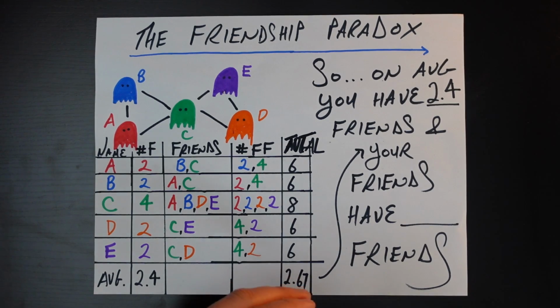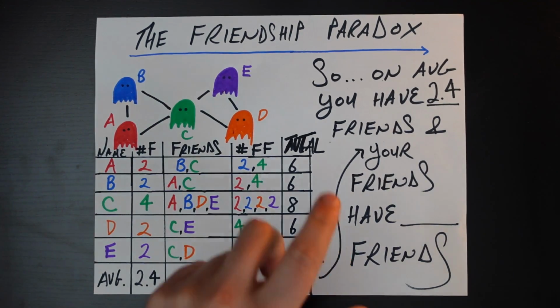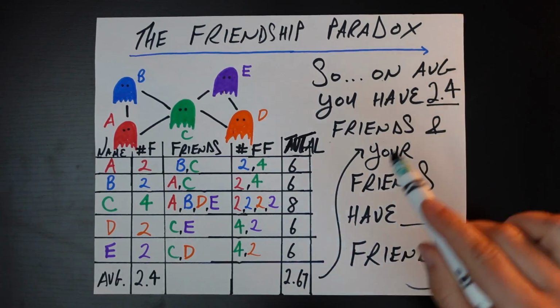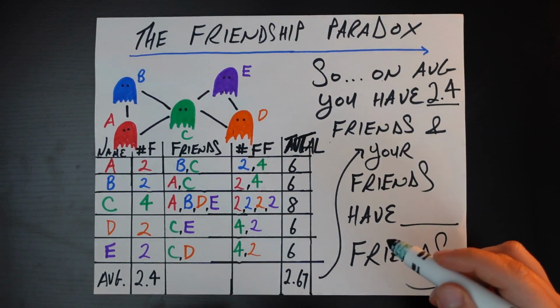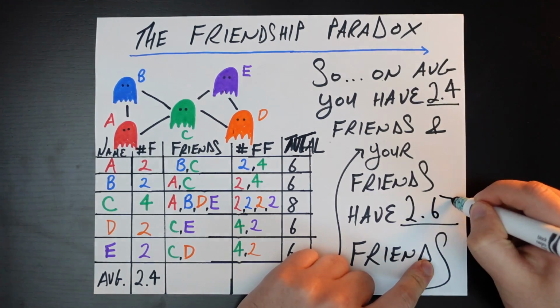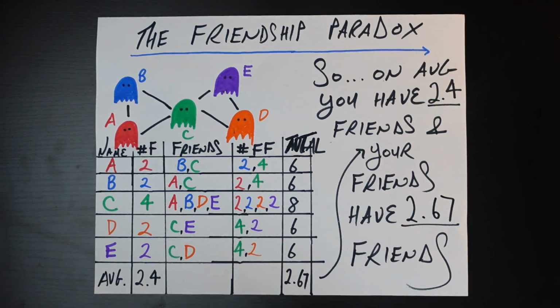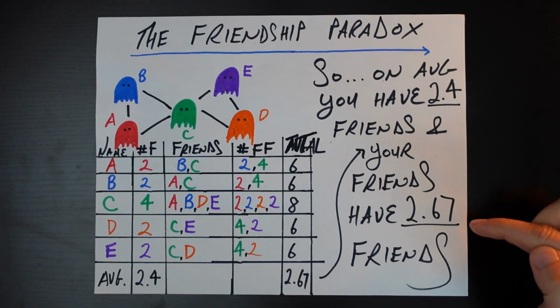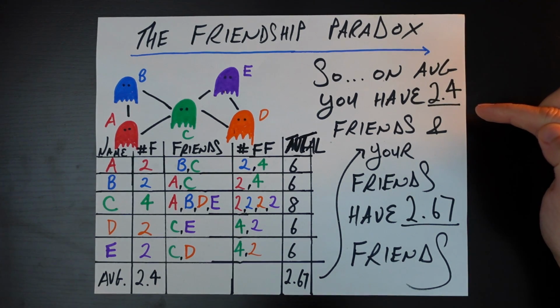When we do that, we get 2.67, so we can fill out the other blank here, which says, on average, you have 2.4 friends, we already know, and your friends have, on average, 2.67 friends. And so at least for this small example here, your friends, on average, do have more friends than you, because 2.67 is bigger than 2.4.